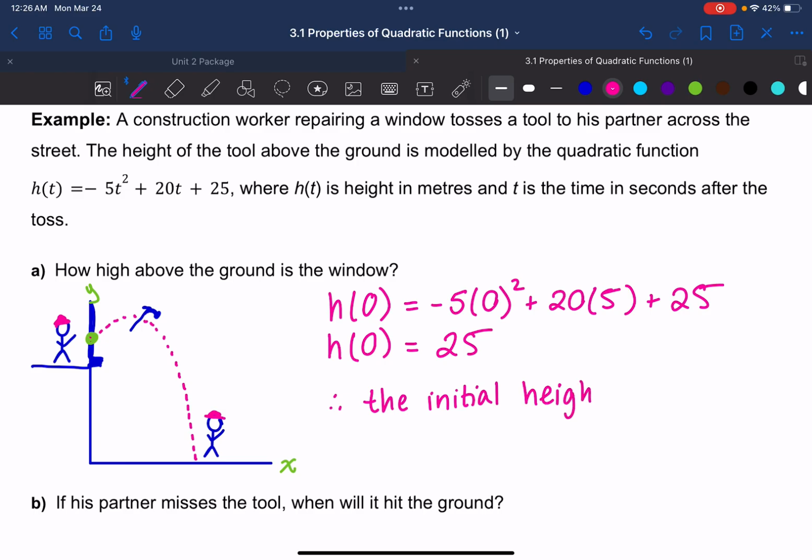of the tool is 25 meters. So anytime a word problem is going to ask you about initial height, or how high something was initially before it was thrown or kicked, or whatever the scenario may be, it's talking about your y-intercept.